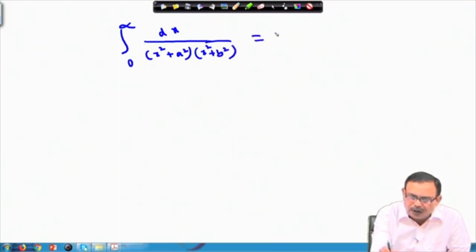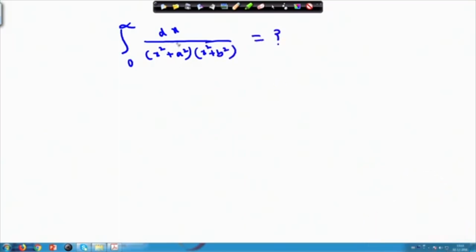This is equals how much? Now, by observation again, this type of form, x square plus a square, is coming from the Fourier transform of the function e power minus a x or something like that. So, I am assuming that f x equals e power minus a x and your g x equals e power minus b x. Why am I taking this?